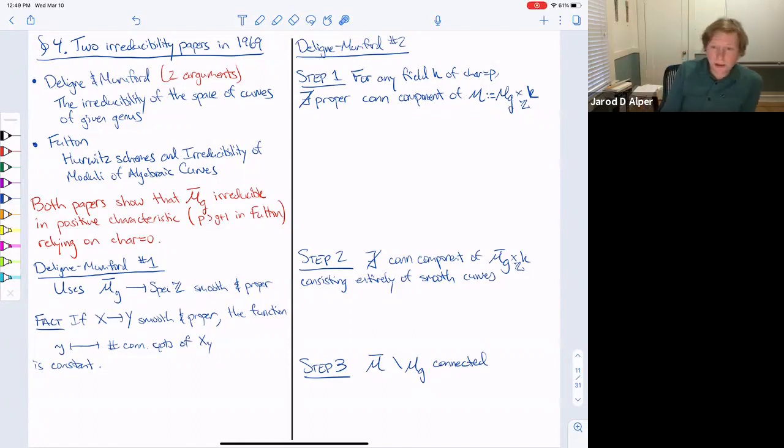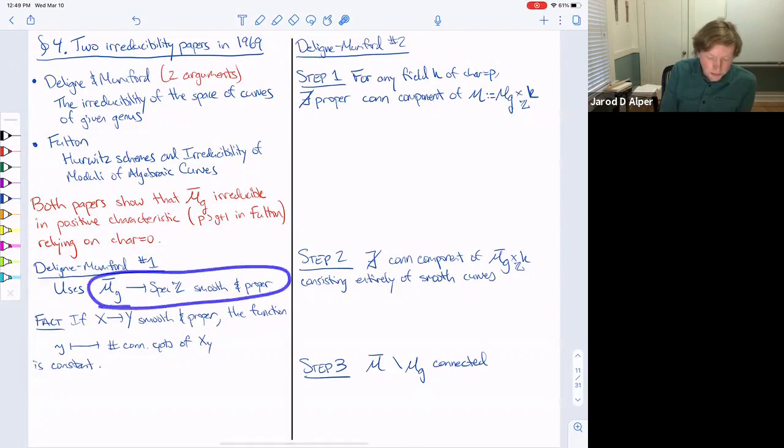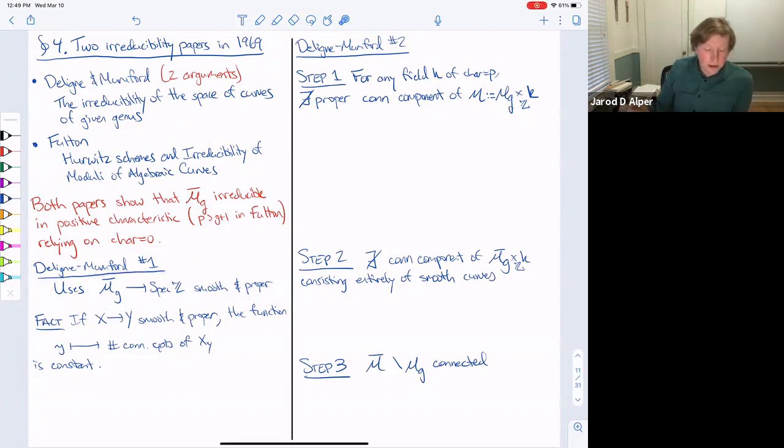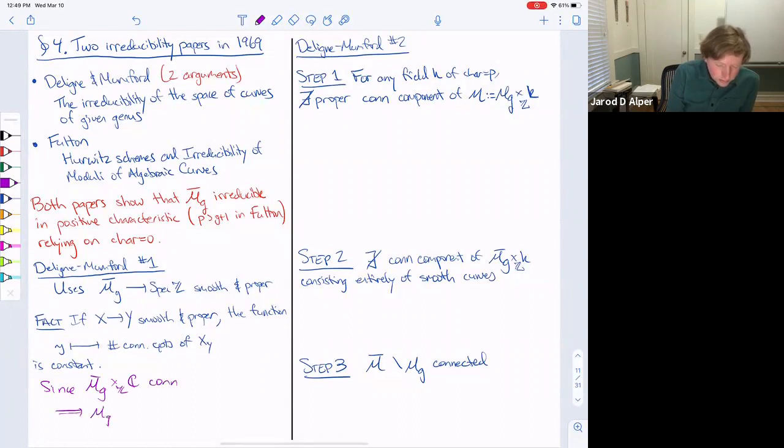The first argument, maybe the simplest here conceptually, is that what they showed is that M_g bar is smooth and proper over Spec Z. And that alone implies, by the following fact, that the number of connected components in a fiber is constant. And so you can immediately conclude that since M_g bar, the fiber over C, is connected, you get connectedness of any fiber.